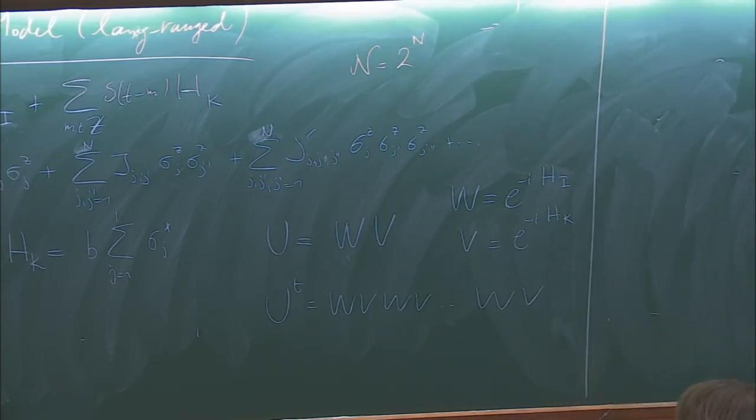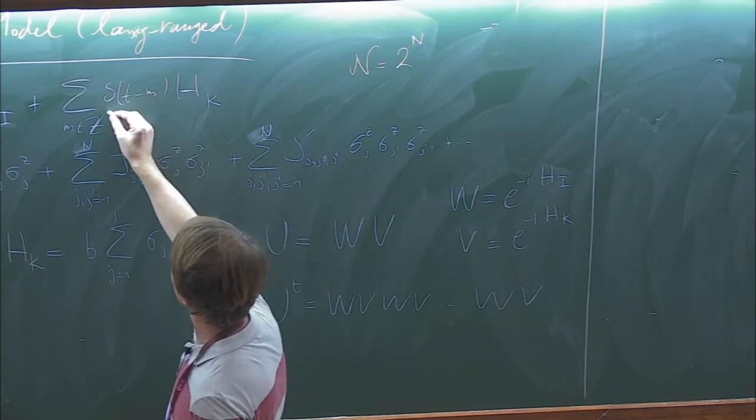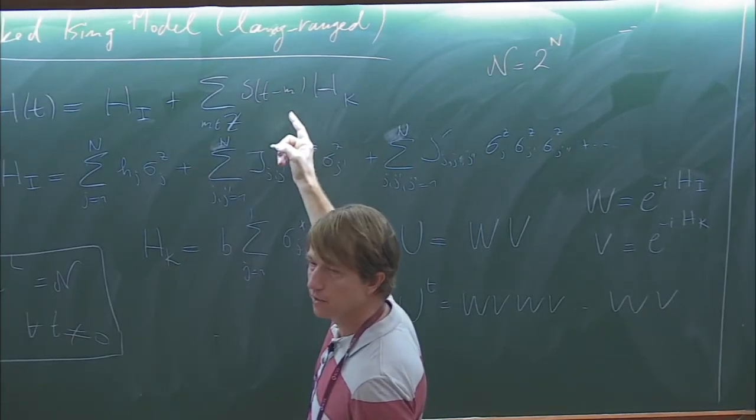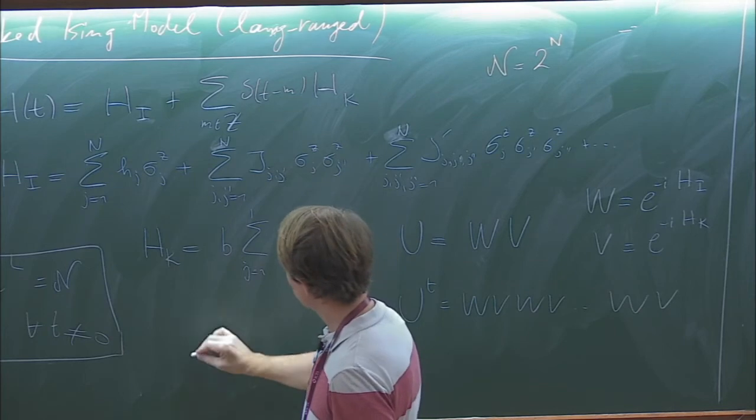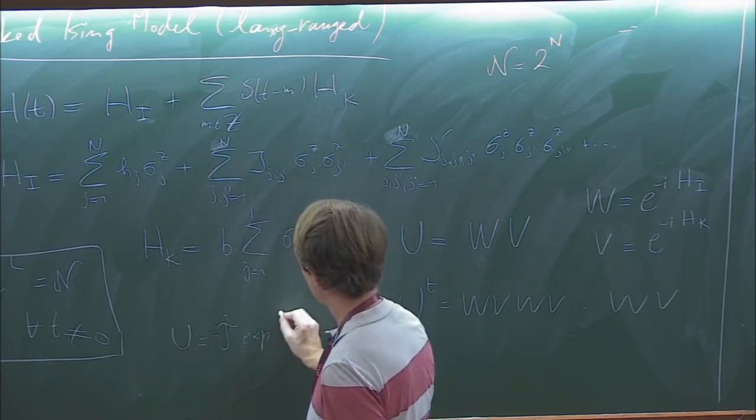H kick doesn't commute with H Ising. Right, exactly. That's why maybe I should have done this differently. This is a time-dependent Hamiltonian, so what I do is basically write U as a time-ordered product, a time-ordered exponential.